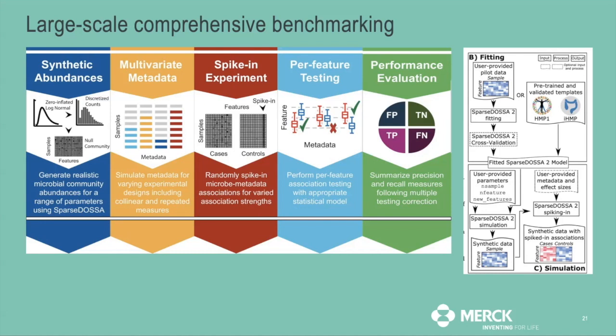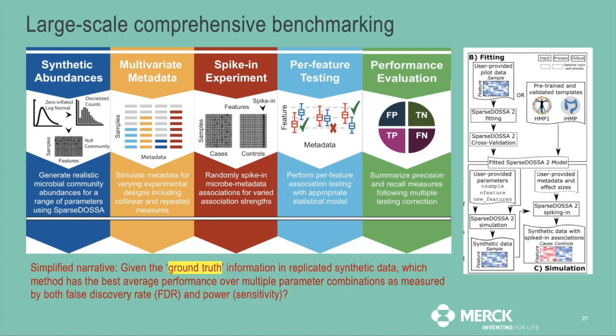Regardless of whether you have data from the human microbiome or another environment, you can use this tool to generate synthetic data for evaluating a method, or for other purposes, for example, power calculation. To simplify the narrative here, given the ground truth information, we generate replicated synthetic data many, many times by varying the parameters. We want to see which method has the best average performance over several combinations, as measured by both false discovery rate and power, not just one of them. So which method has good control of FDR as well as reasonable power.